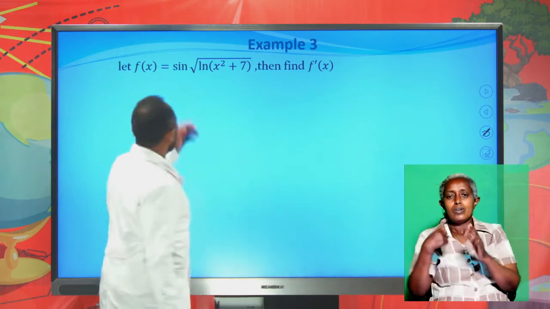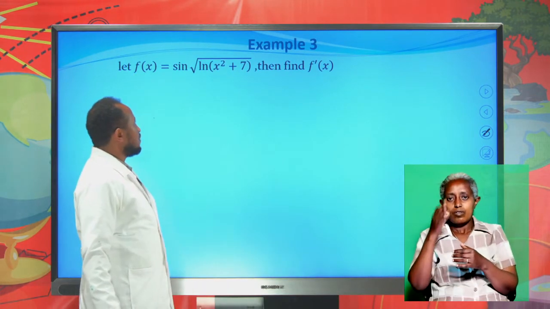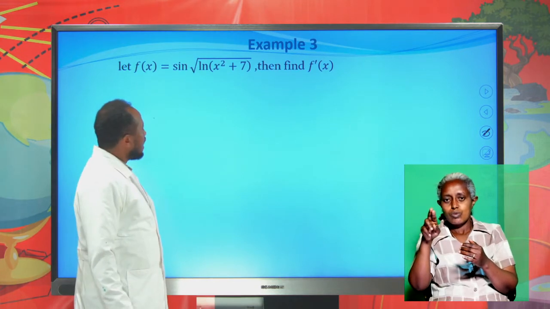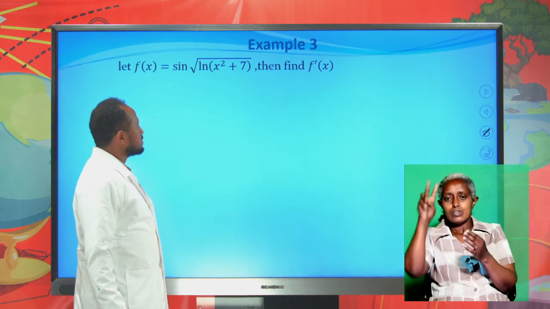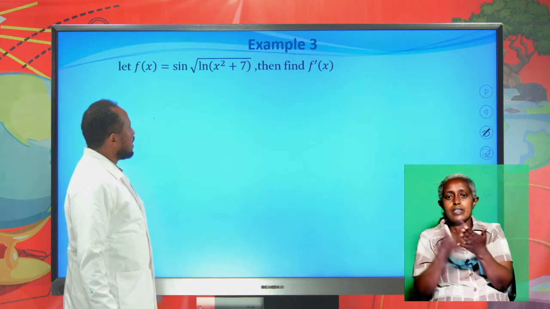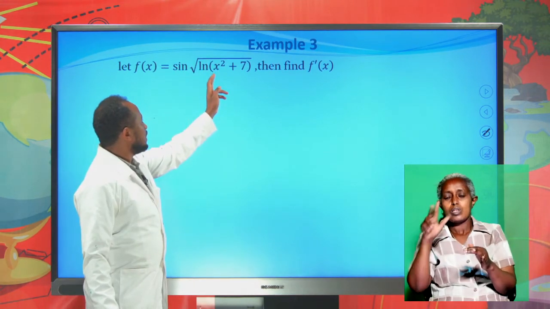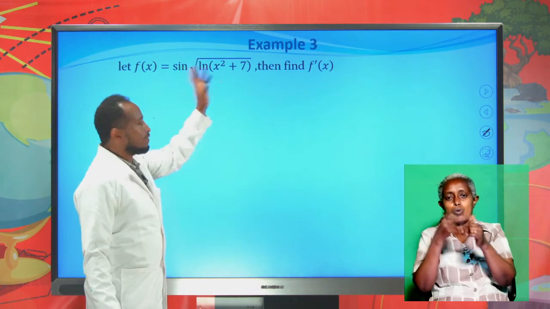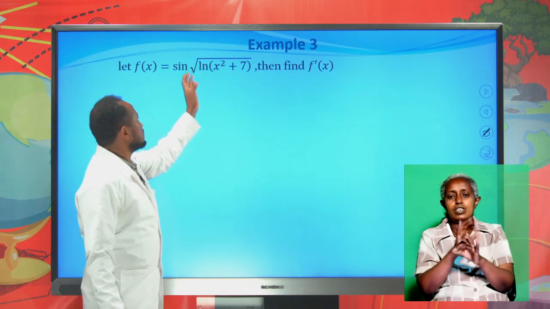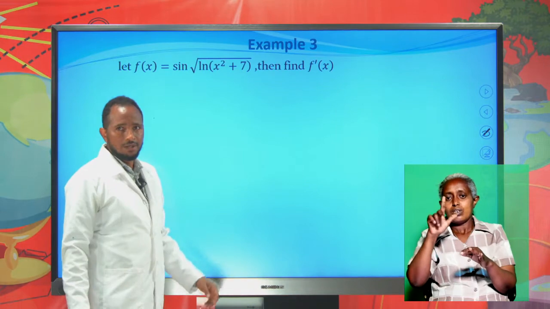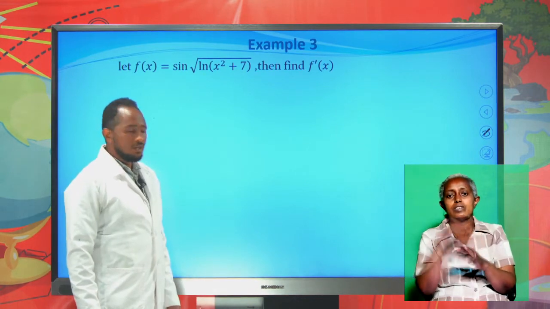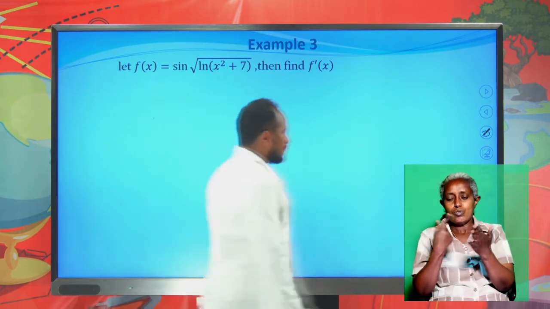We have this one. Let f of x be sine of the square root of ln of x squared plus 7. Here, we have four functions: sine, the square root, ln, and the polynomial. 1, 2, 3, 4. We have four functions. So, applying the chain rule, you will have this.